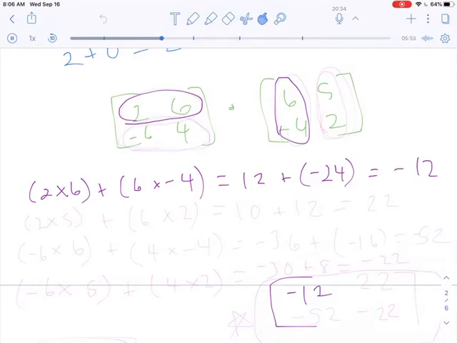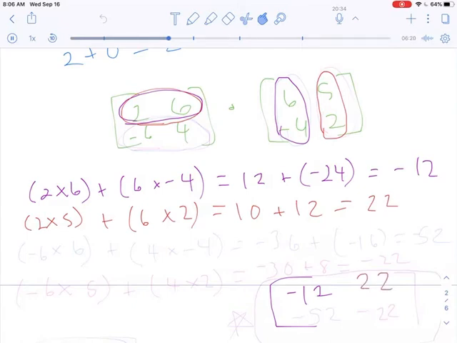To get my 1/2 element, I take my first row in my first matrix and multiply it by my second column. Almost exactly the same, just with different numbers. So 2 times 5 plus 6 times 2. That's going to give me 10 plus 12, which is 22. That'll go right here in my answer matrix.